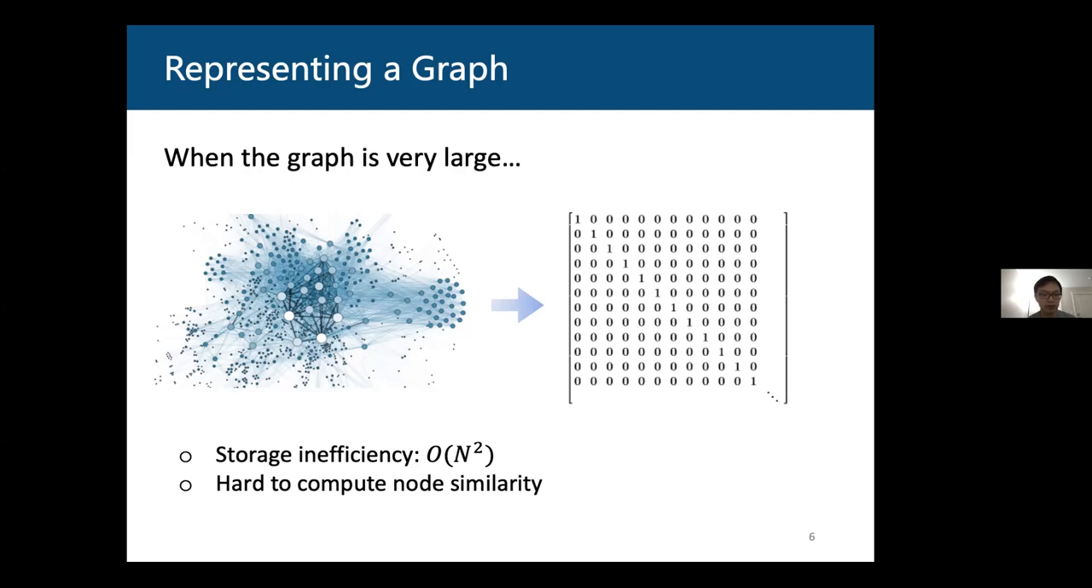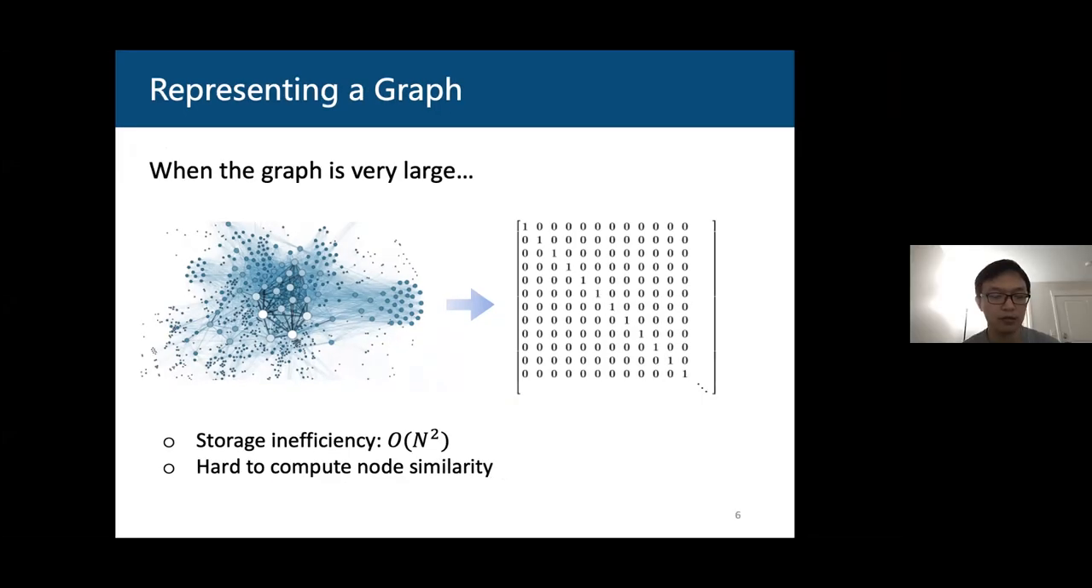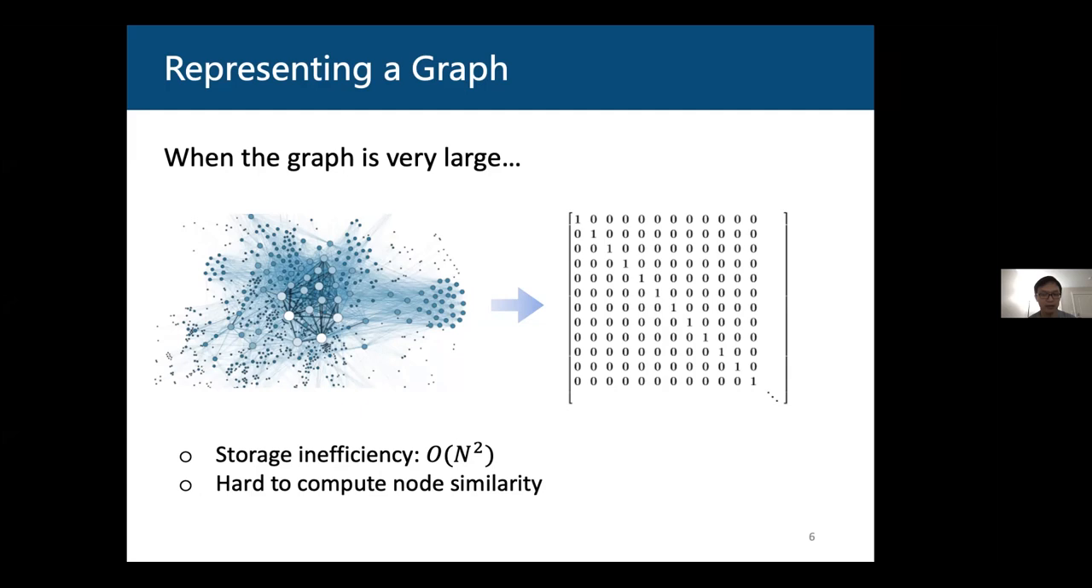So the most severe issue is that it's hard to compute node similarity based on this adjacency matrix because the adjacency vectors are too sparse. In other words, adjacency vectors do not reflect the semantic and structural information of nodes in a graph.